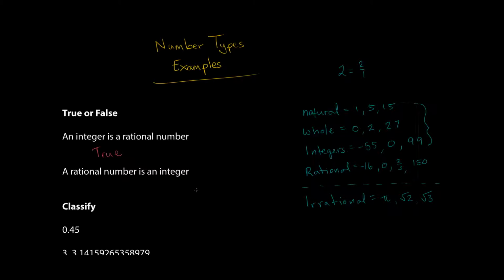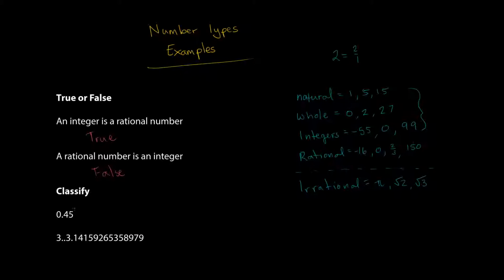Now let's look at the flip side of that. A rational number is an integer. Well, we just said that rational numbers can be fractions, but integers can't have fractions. At least not fractions that can't be simplified. So this is false.